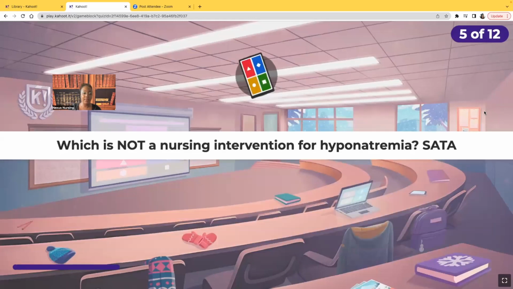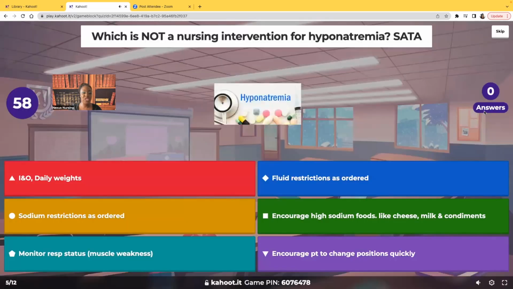Select all that apply. Which is not a nursing intervention for hyponatremia? I&Os and daily weights, fluid restrictions as ordered, sodium restrictions as ordered, encouraging high sodium foods like cheese, milk, condiments, monitoring respiratory status, encouraging the patient to change positions quickly. Which ones would you say are not nursing interventions for hyponatremia?